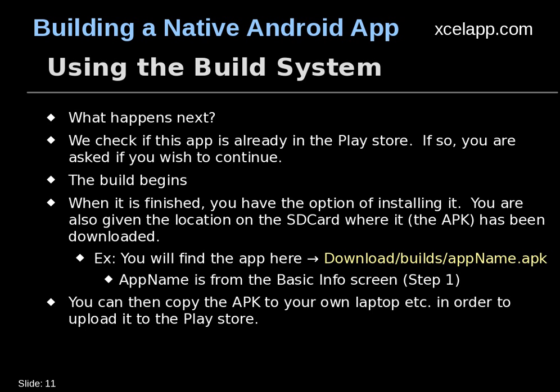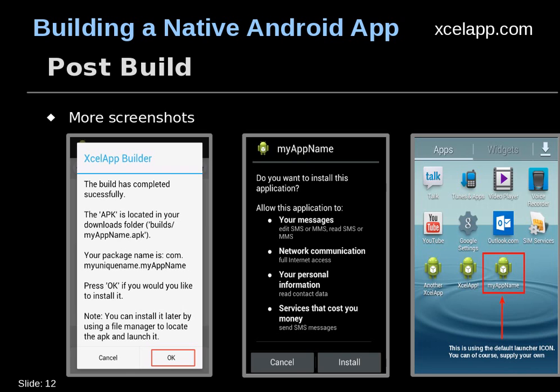You're also given a location on the SD card where it, i.e. the APK, has been downloaded. You'll find the app here. Download builds appname.apk. An app name is from the basic info screen that you gave us in step number 1. You can then copy the APK to your own laptop in order to upload it to the Play Store, just like a real native app.